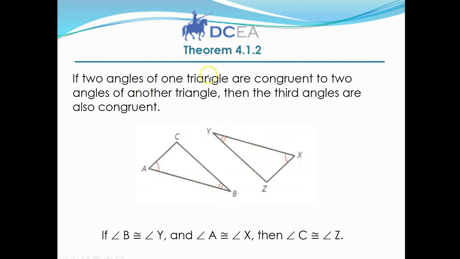Theorem 4.1.2. If two angles of one triangle are congruent to two angles of another triangle, then the third angles are congruent. So we have angle A right here with one hash mark, and if you note on the triangle over here, angle X has 1, angle Y has 2, and angle B has 2. So these are signs of congruency. If B is congruent to Y and A is congruent to X, then by default angle C would have to be congruent to angle Z.